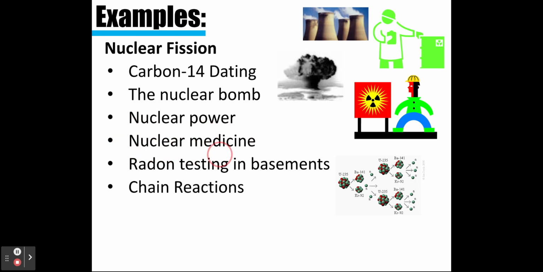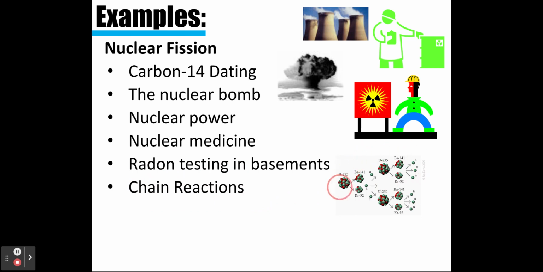Other things like fighting cancer. So you have chemo. Chemotherapy uses radioactive isotopes to attack cancer cells and kill them. Radon testing in basements. Radon is a radioactive element. Usually, it's in the ground. So if you have a basement, you should usually check for radon. It depends on where you live and what's in the ground, but usually you want to do radon testing.